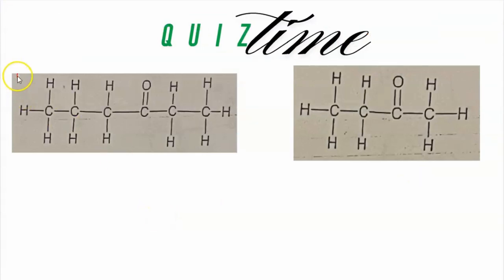All right, so let's go over the first one. So we have 1, 2, 3, 4, 5, 6. We have hexane, and we have that double bond to the oxygen, counting for the lowest numbers, on the 3rd carbon. So this is going to be hexan-3-one. How about this one? This one's butane, right? And that butane is right here.